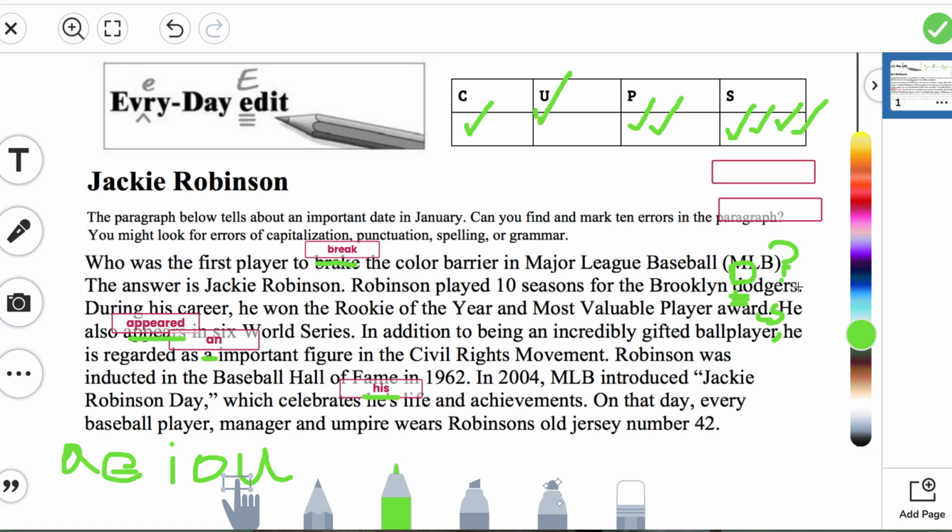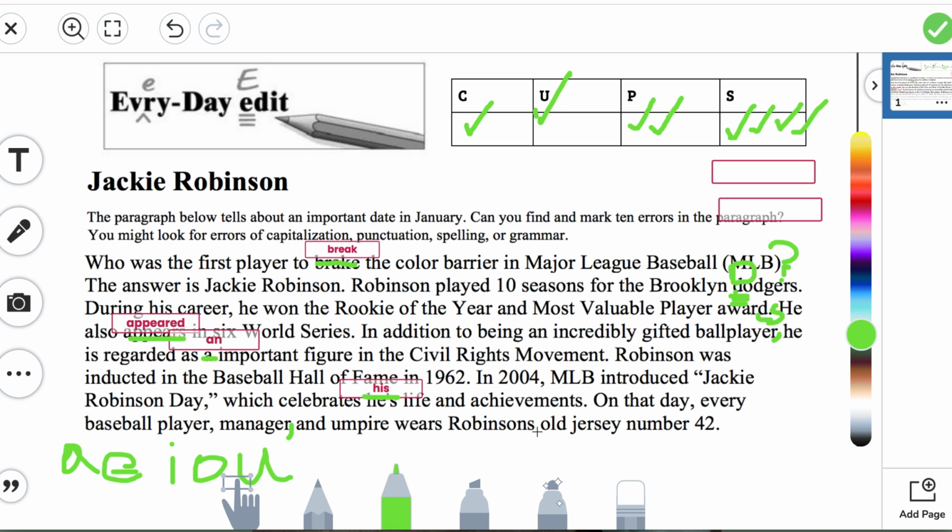Then let's look at, on that day, every baseball player, manager, and umpire wears Robinson's old jersey number 42. We're listing people, the people who wear the number 42 jersey. Baseball player, there's a comma. These are items in a series, items meaning people in this example. So add a comma after manager. When you have 3 things listed, you put a comma after the first thing listed, and then a second comma after the second thing being listed, and then the conjunction and.